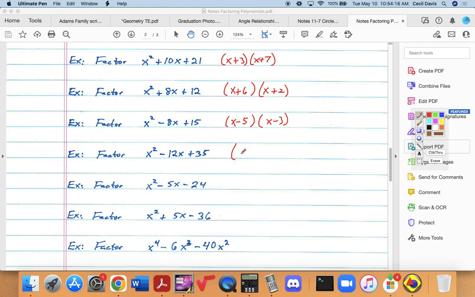This one, same way. I need two numbers that multiply together to be positive 35 but add together to be negative 12. Negative 7 and negative 5. Yeah, negative 7 and negative 5. The order is not important. Now I want two numbers that multiply together to be negative 24, but add together to be negative 5. It's a little harder, isn't it? x minus 8 times x plus 3. Very nice. Wow.